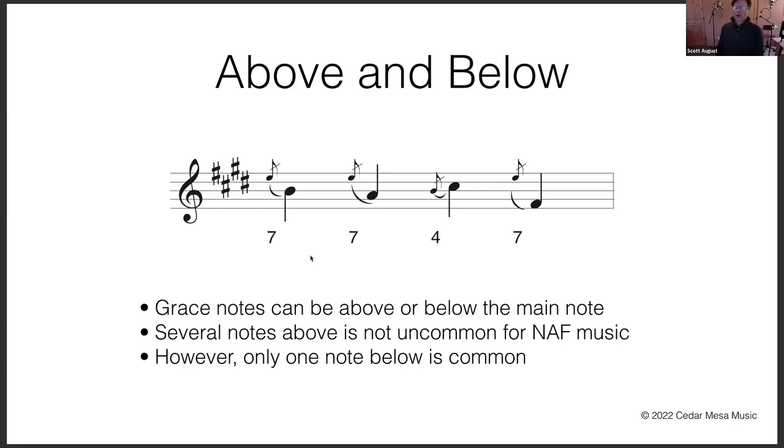So for the Native American flute, having grace notes above a note that are far away from that note is not uncommon, but usually only one note below, when it's approaching from below, is common. Okay, and we'll talk about this in more detail.